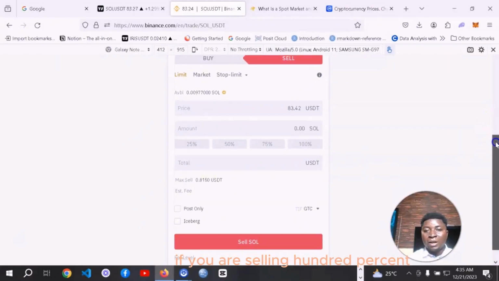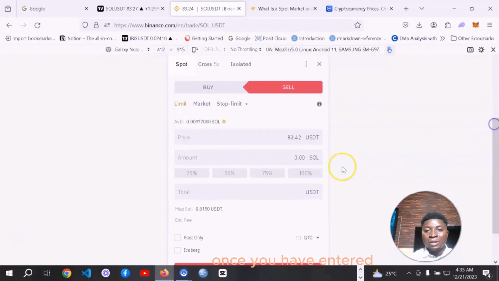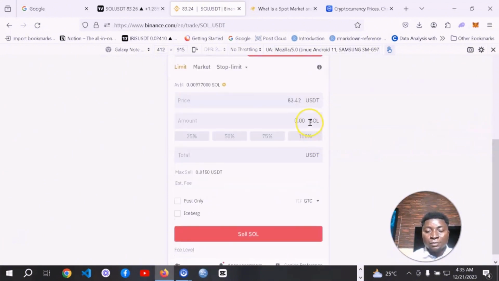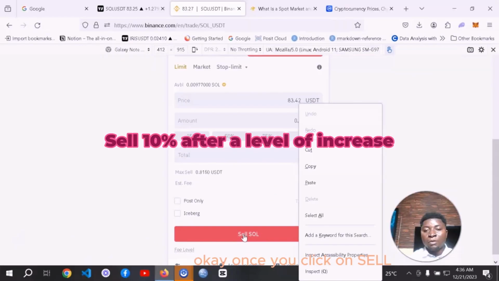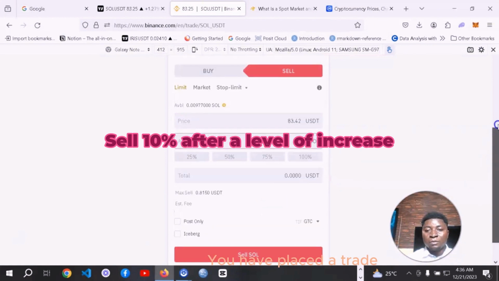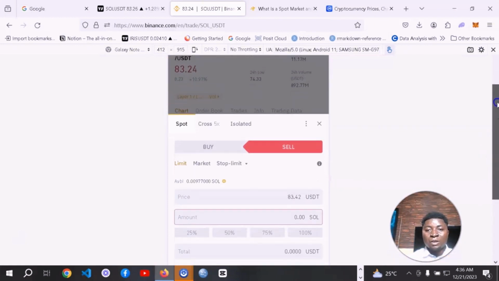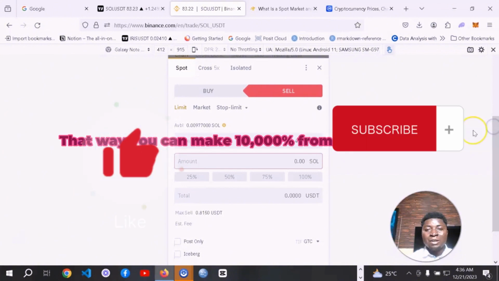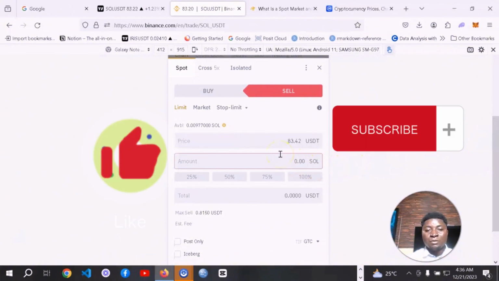If you are selling 100%, once you have entered the amount and the price at which you want to sell, and you are interested in selling 100%, you come to this place and click on sell. Once you click on sell, you have placed a selling order, and once the price hits that level, it will sell.